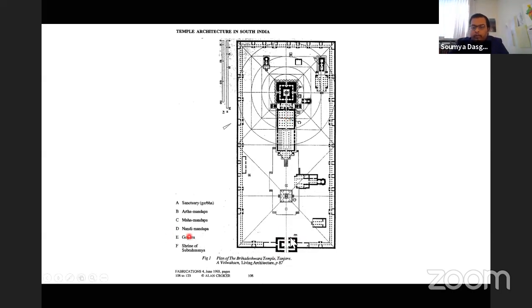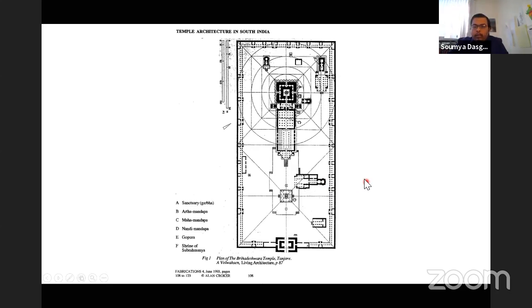And then there's the Gopuram, which is the E. Here it is spelled as Gopura, also spelled as Gopuram. And then I guess F is, where is F? Anyway, looking at it as a rectangular structure or a complex, it's also kind of trying to become like an urban complex or, let's say, a proto-urban complex. And these colonnades that you see all around are the prakara or the prakaram, which is a boundary wall.